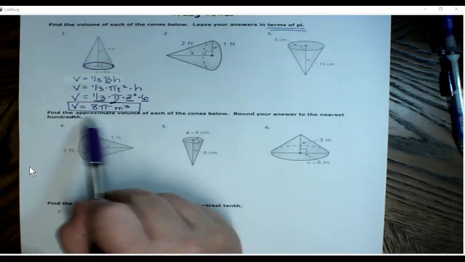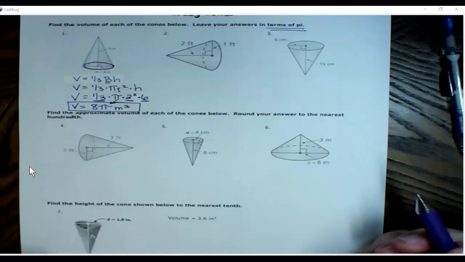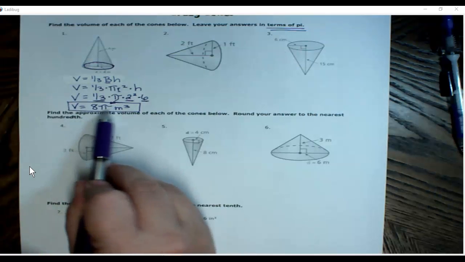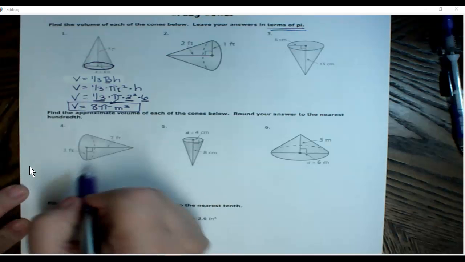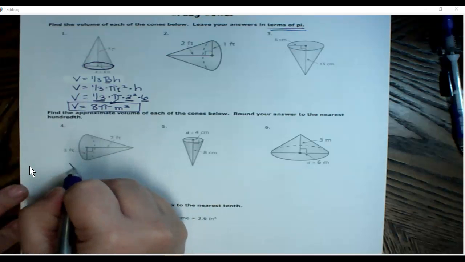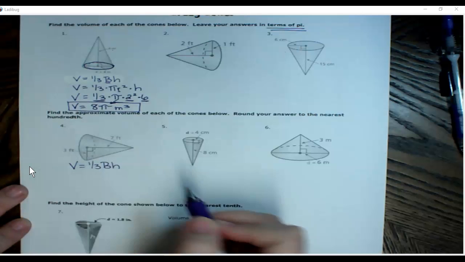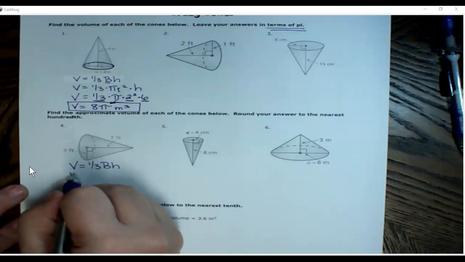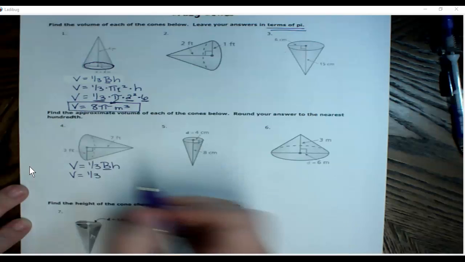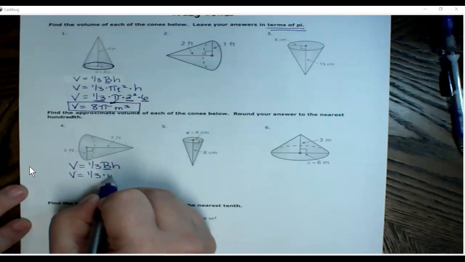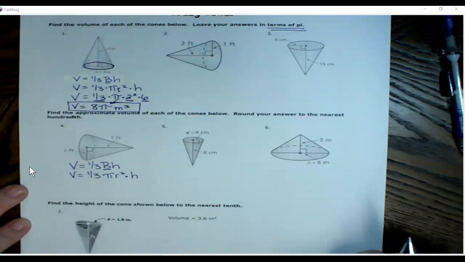Well, now let's skip down to number 4. Number 4, if we want to find your answer to the nearest hundredth, that means I'm going to actually be multiplying out that final step. I need to include pi in my multiplication. So we're going to start out the same way again. Formula, volume equals 1/3 big B times H. Now you've got to tell me, how do I calculate big B? So 1/3 times pi r squared times height.